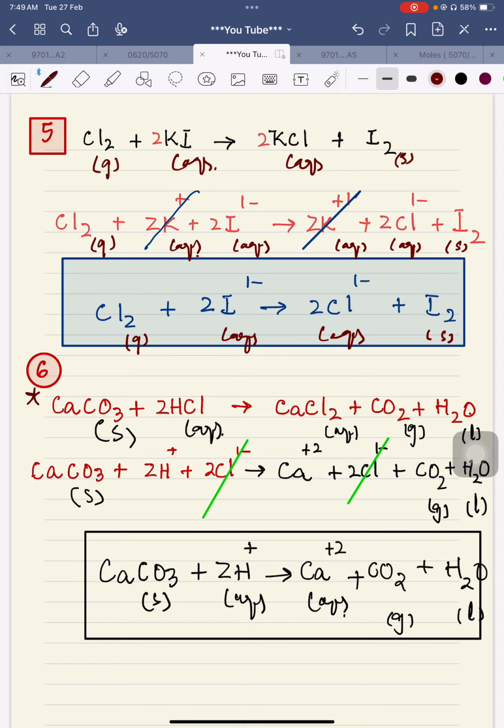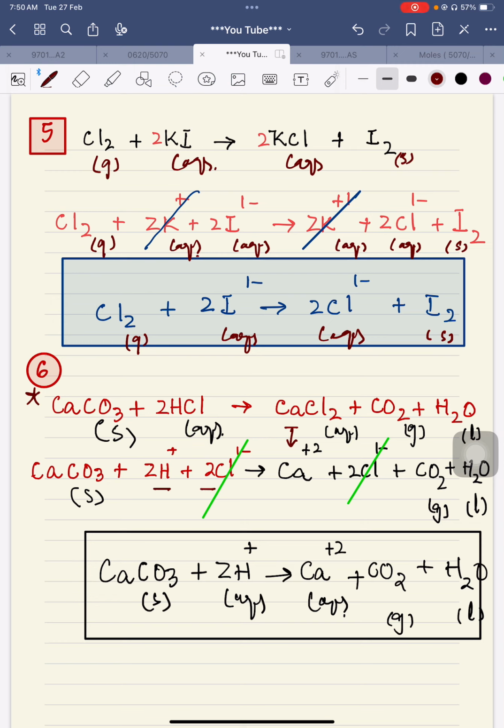After reaction, it is converting itself into the same form. So there is no change in the calcium carbonate formula. It is not going to convert itself into its ions. What about the HCl? It is converting itself into H plus and Cl minus, which we have seen here. And the CaCl2, all chlorides are soluble except lead, silver, and mercury. That's why CaCl2 is going to convert itself into Ca2 plus and 2Cl minus.